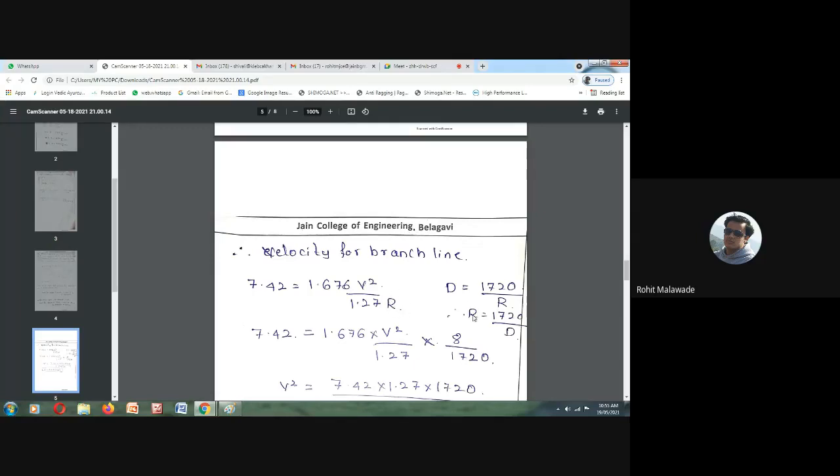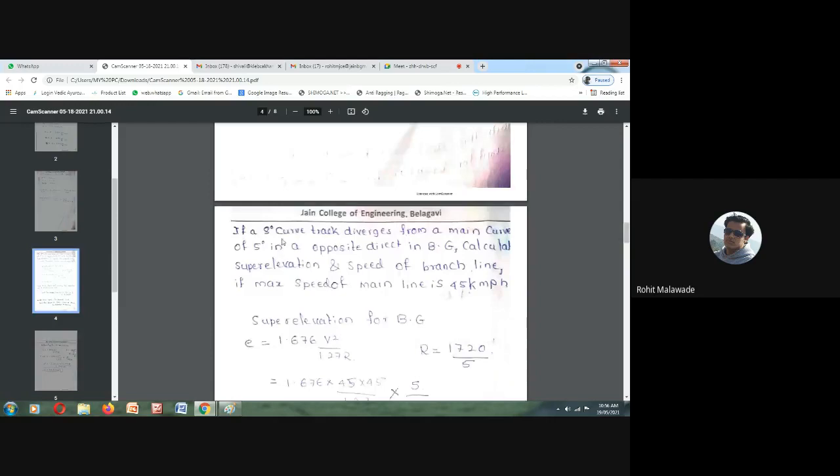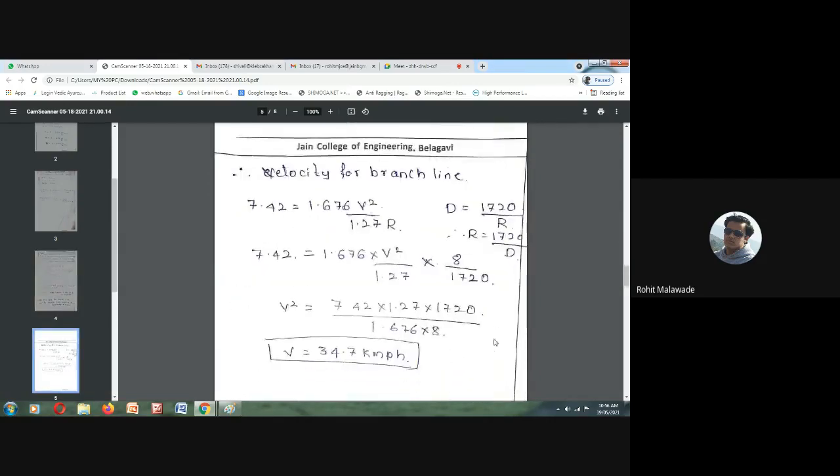Now how can I calculate the R value? I can calculate it using the formula R is equal to 1720 divided by D. I already know the D value. It is 8 degree. The branch line degree is 8. So I will do 1720 divided by 8. So 8 will come up and 1720 will come down. If I shift this R, it will go reverse.